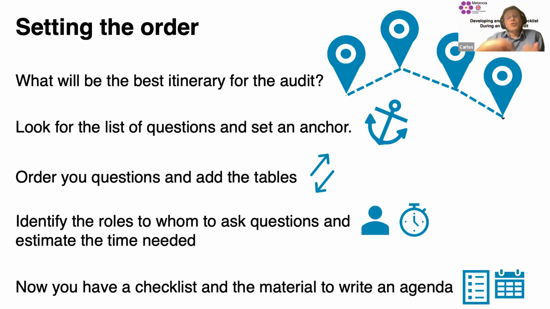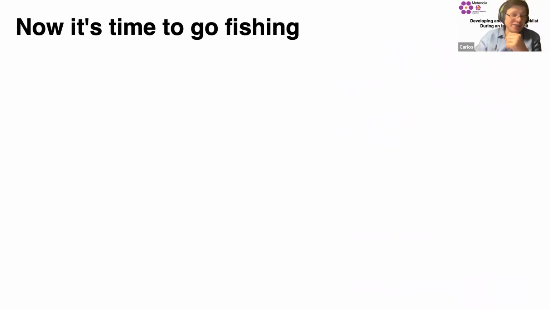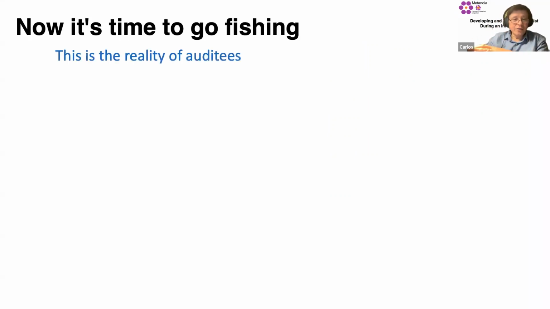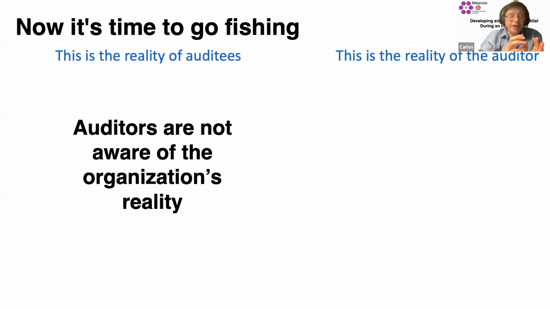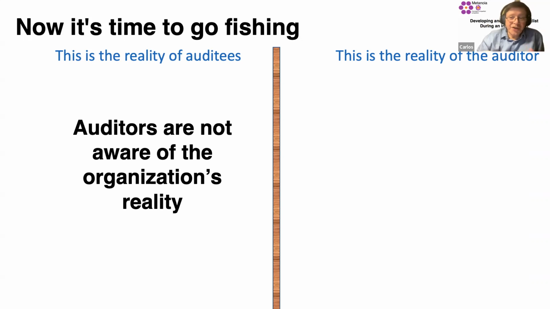Now we'll see how to use the checklist during the audit and how to complement the checklist during the audit. So what we have is something like this. So I like to use this kind of wording. Now it's time to go fishing, okay? So when an audit starts, the situation is like this. On one side, we have the reality of auditees. And on the other side, we have the reality of the auditor. Auditors are not aware of the auditee's reality, okay? They don't know. So there is like a thick brick wall between the two realities, okay?